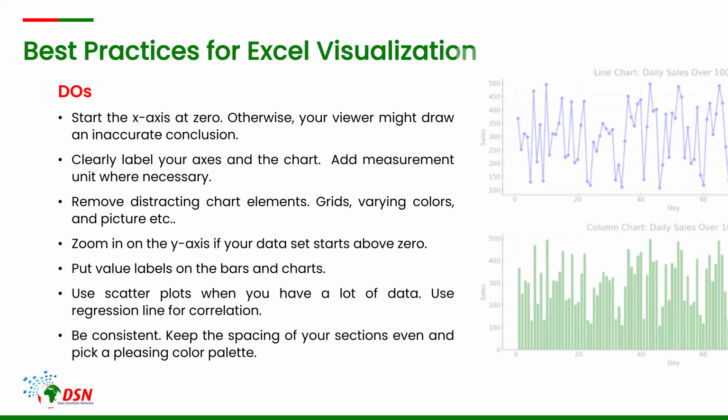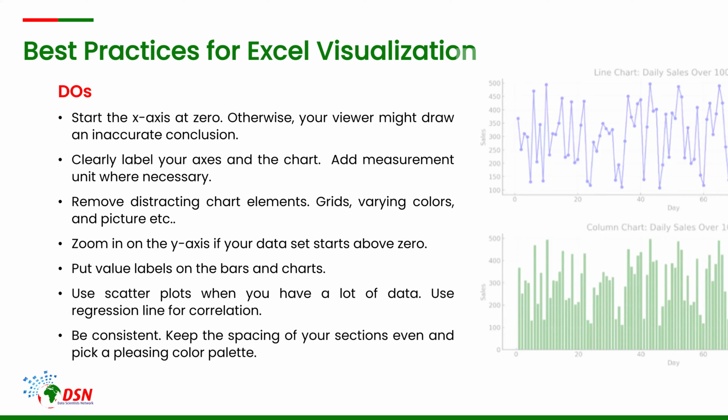Clearly label your axis and the chart. It is very important for us to label the axis and the chart. Put amount where it is amount, put month where it is month. If it is not amount, if it is money borrowed, put it as money borrowed. Don't put it as amount. Just make sure that the label is correct and you are actually passing the right information, because that's what visualization does.